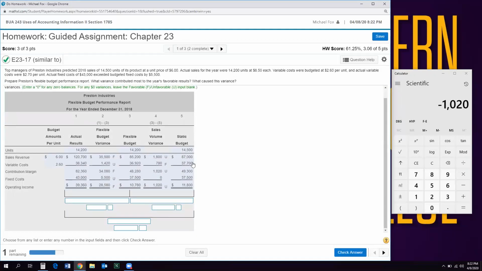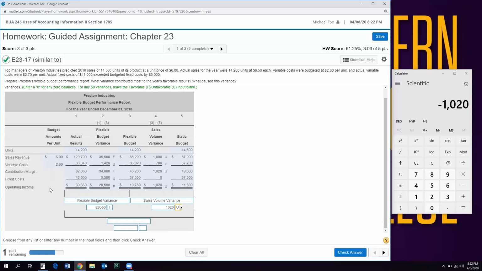All right, now they want us to, I guess, define these. So the difference between our actual results and our flexible budget is called our flexible budget variance. And we already figured it out right here, 28,580. And we already agreed that it was favorable because we had more net income than what we planned to have. The difference between our flexible budget and our static budget is called our sales volume variance, because it's based on the difference in sales volume. And here we already figured out that was $1,020 and that it was unfavorable.